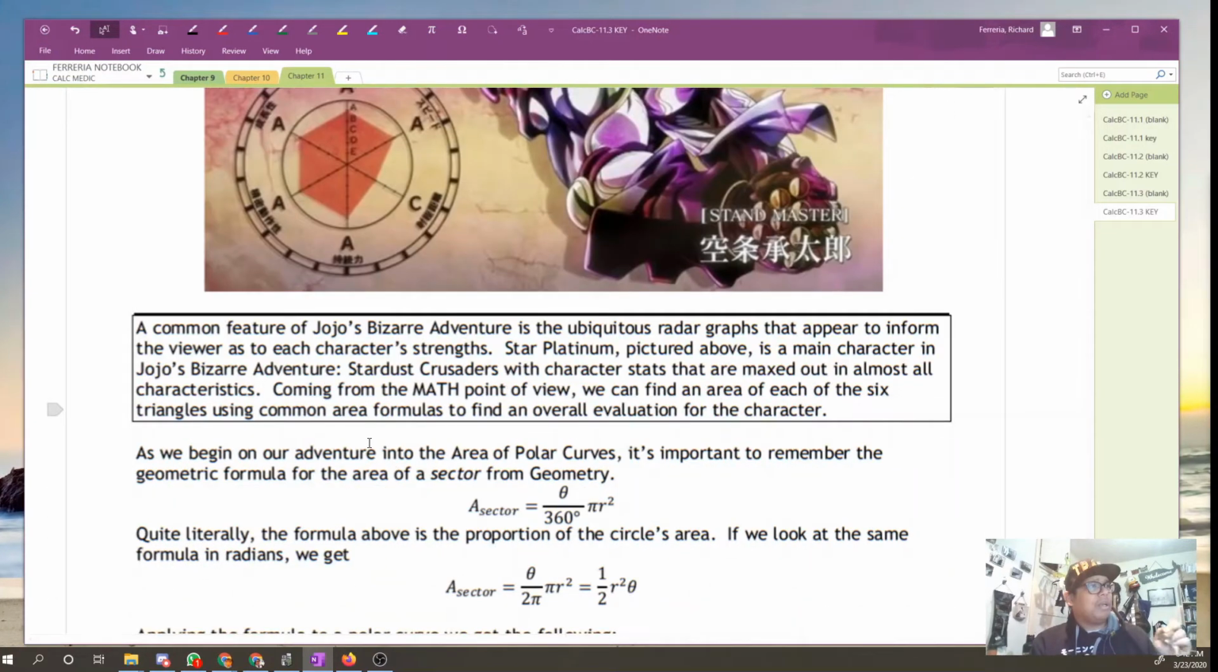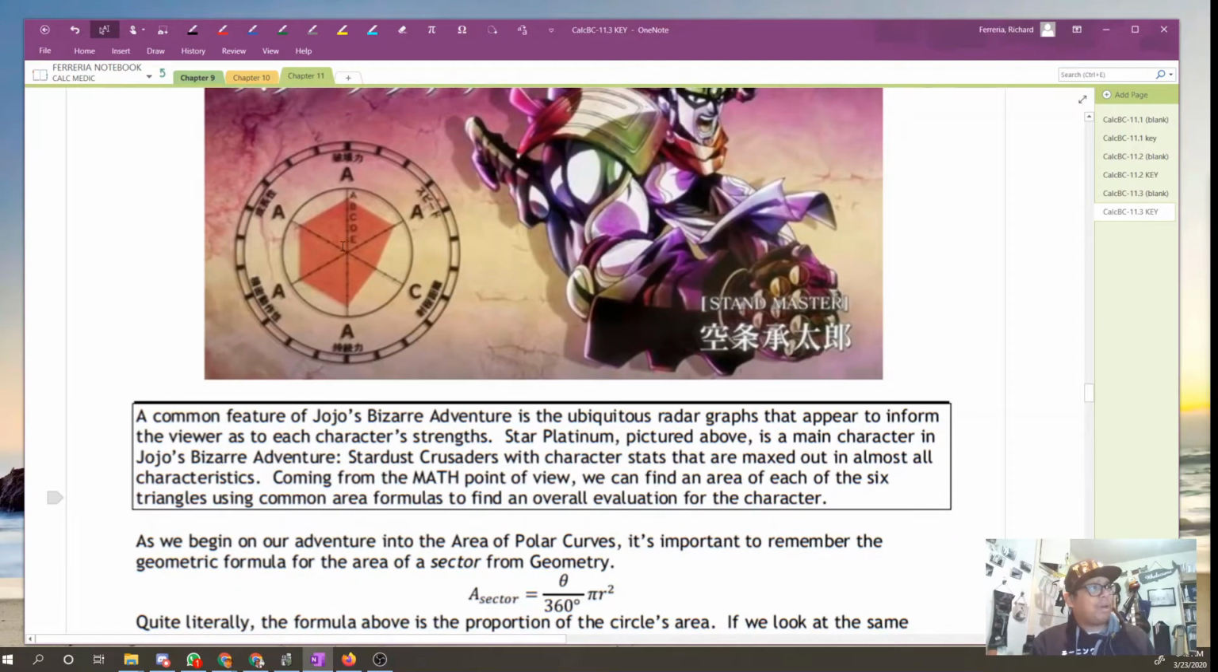It should be range. Coming from a math point of view, we can see that if we wanted to, we could find the area of each of these triangles here, and then if we either average them or added them all together, that would give you an overall evaluation for each character. And if you have a character with all weak stats, D's and C's, and God forbid an F, if you added that area, you would get a character that isn't quite as powerful as a character where all the stats are maxed out, kind of like this guy is.